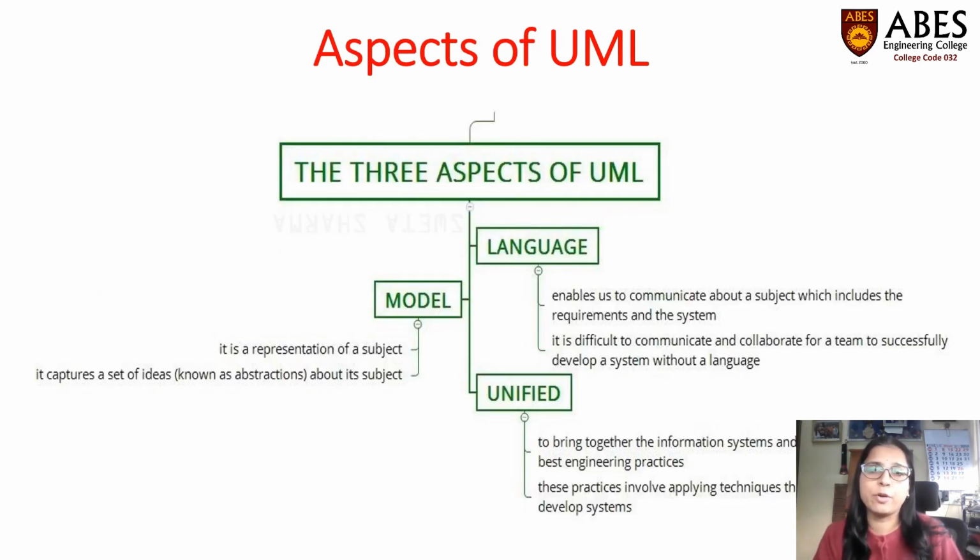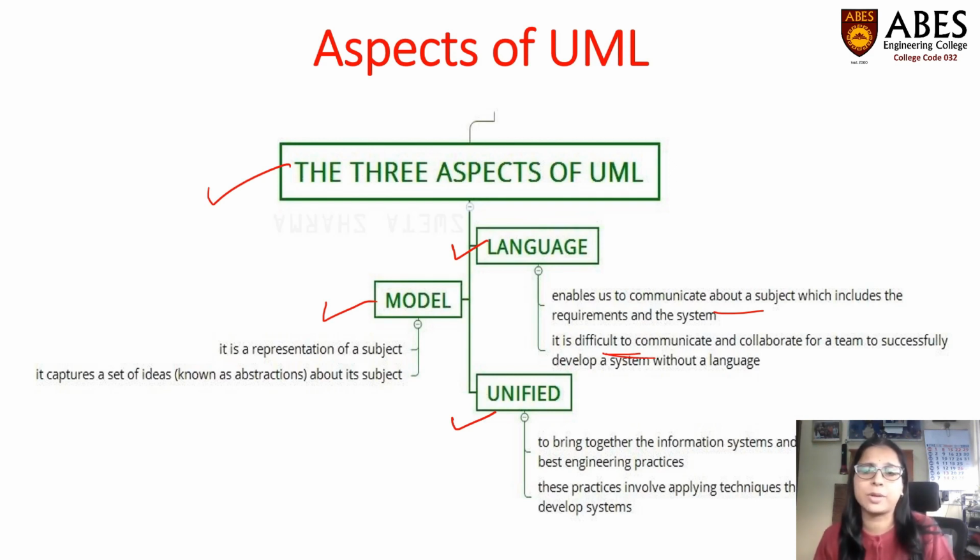There are three main aspects related to UML: the language, the model, and the unified, because various things are unified here. Language is the main part through which you are able to communicate about a subject, a system, or the various requirements needed in software development. Obviously, you will need some language in which you are going to model something.